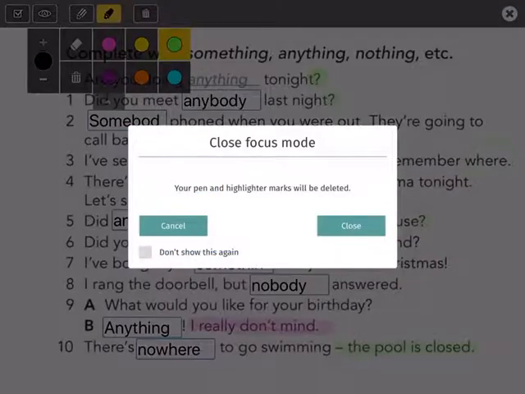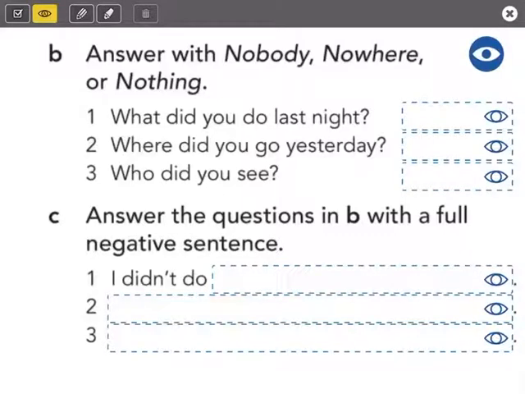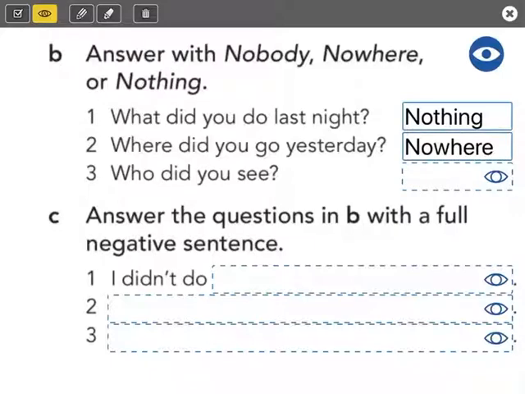Shall we have a look at exercise B? Exercise B says answer with nobody, nowhere, or nothing. Now, let's have a look. Again, pause the video because we're going to correct right now. What did you do last night? Nothing. ¿Qué hiciste? Nada. Respuesta corta, los nos, claro. Where did you go yesterday? Nowhere. Who did you see? Nobody. Or no one. Claro, si habéis puesto no one, también.